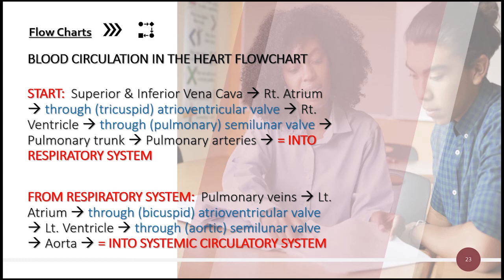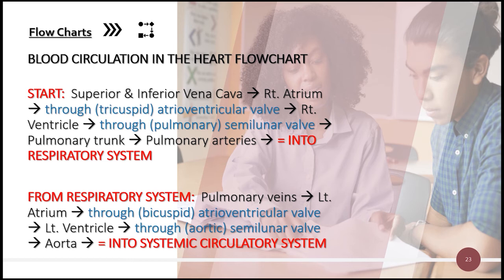So we start with the superior and inferior vena cava, and then the blood goes into the right atrium, and then the blood goes through the tricuspid atrioventricular valve, and then the blood goes into the right ventricle. Now, as you can see, I also color-coded this. The black are the anatomical structures that the blood flows into. The blue are the valves that the blood flows through to get into the next anatomical structure. So you can see the blue are the valves that the blood will flow through to get into the right ventricle or the pulmonary trunk or the pulmonary arteries.